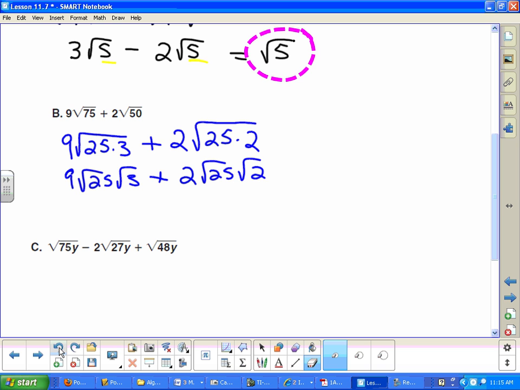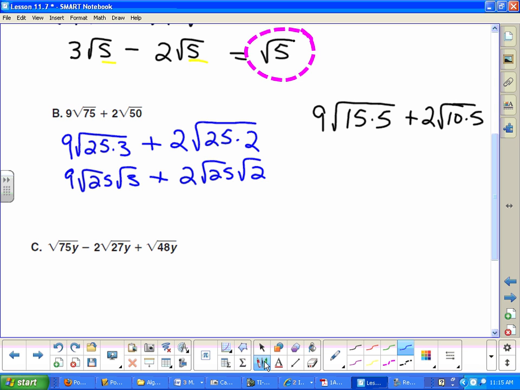But some of you do tend to do this, okay? And you'll write it like that. Is that a true statement, what I've written over here in the black? Is this a true statement? Does 75 equal 15 times 5? Yes. Does 50 equal 10 times 5? Yes. Okay. All right. So it's a true statement. The only problem is that there are no squares here to be able to simplify it. So that's why, when I break these apart into factors, one of those factors has to be a square, and we always want it to be the largest square we can find.